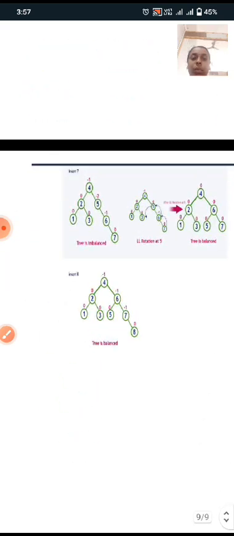This is after inserting number 8. This is the final tree.